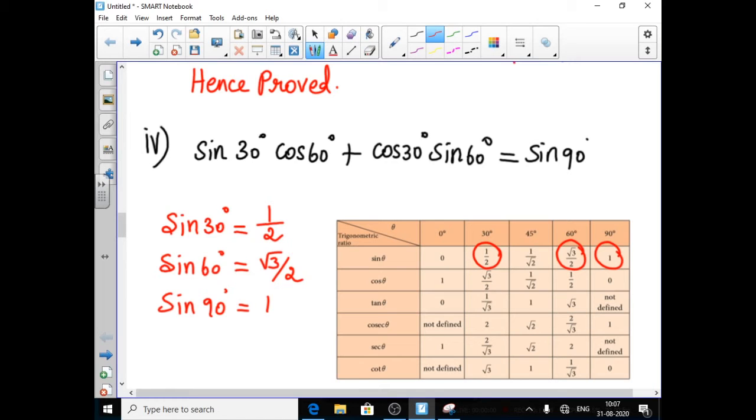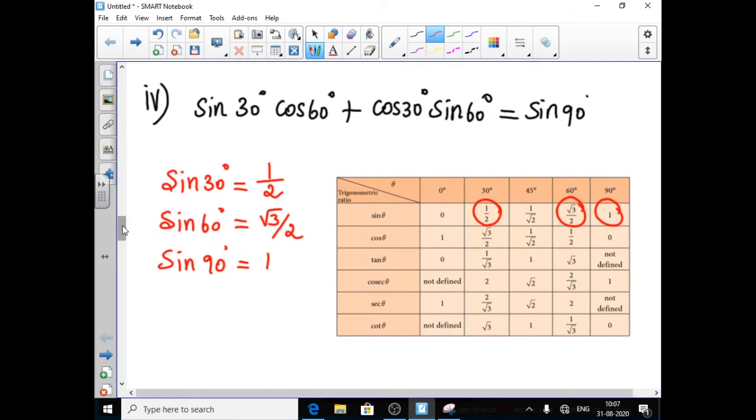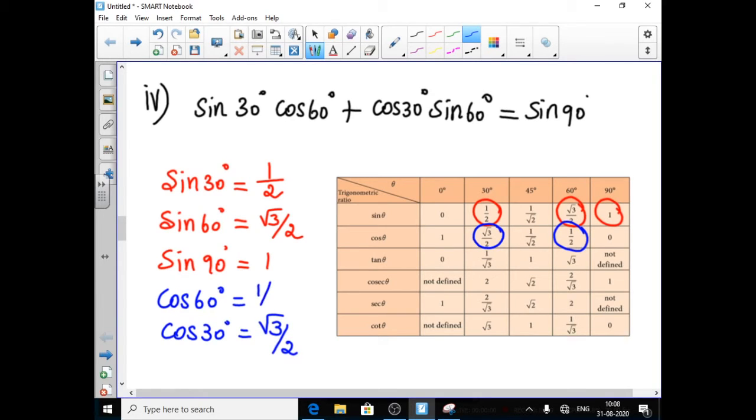Okay, then next one, cos values. Cos 60 degree and cos 30 degree. So cos 30 degree is root 3 by 2 and cos 60 degree is 1 by 2. Okay, so everything is fine. So now we are going to apply these values.